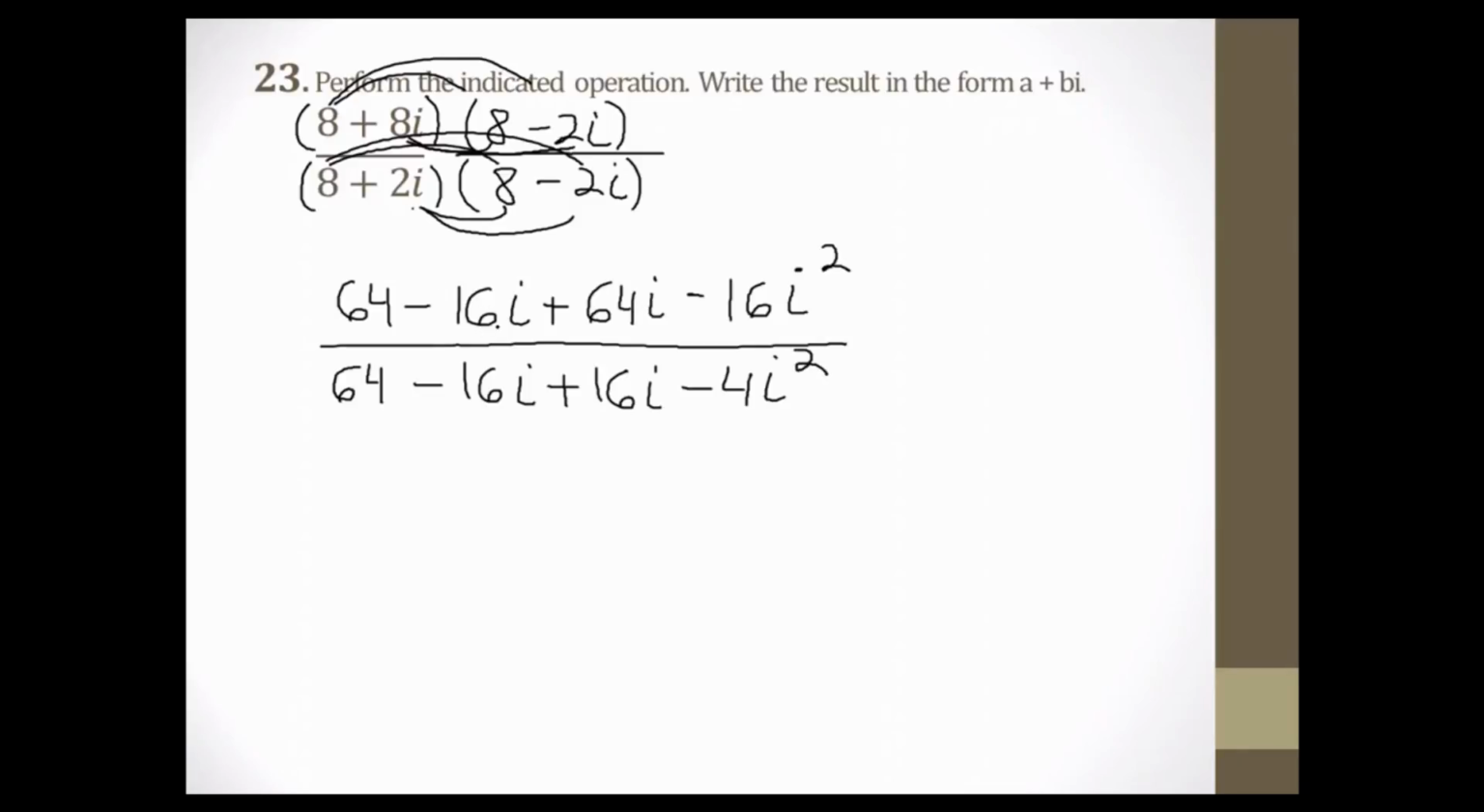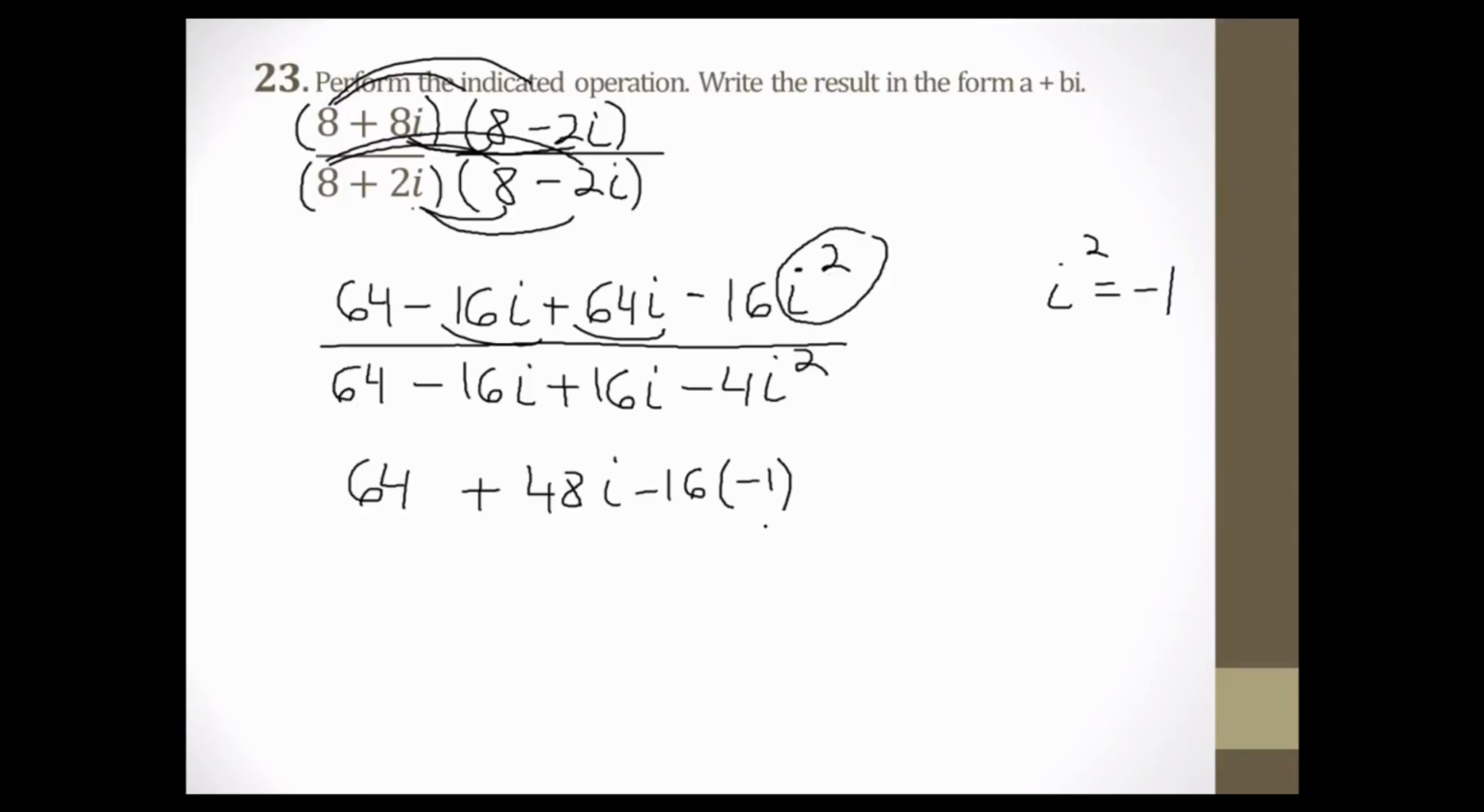Okay, simplifying top and bottom, right here I got two like terms, I can combine them, and I'm going to end up with 64 plus 48i, and then right here in the complex numbers section you should have learned that i squared is equivalent to negative 1. So instead of i squared, I can write times negative 1. I'm converting that i squared into negative 1. Let's move on with the bottom.